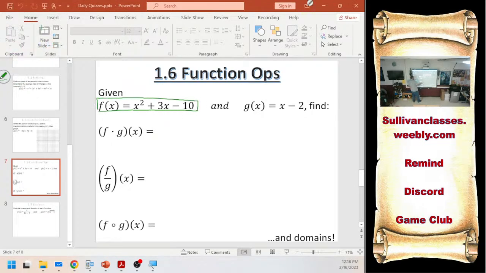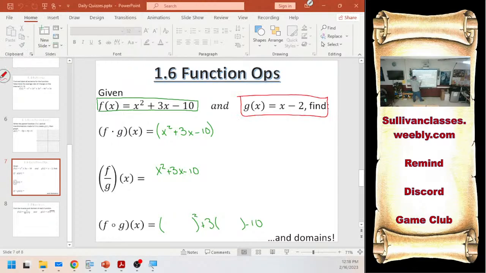Contestant 1. F times G means I will take x squared plus 3x minus 10. I will take something squared plus 3 by something minus 10. And G is x minus 2, x minus 2 is my input function.